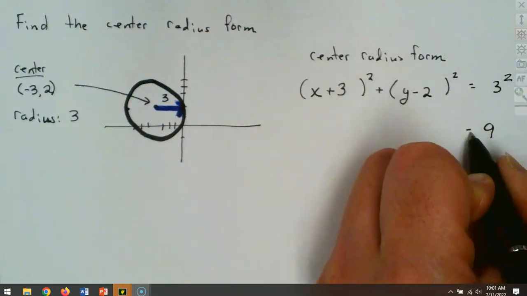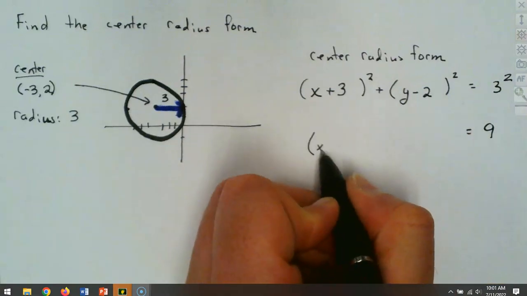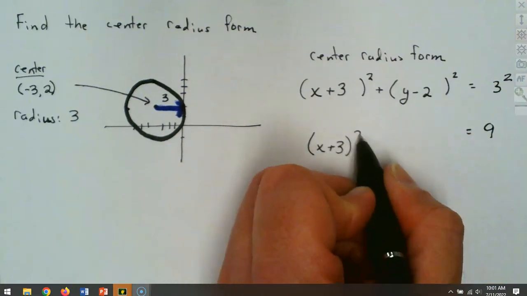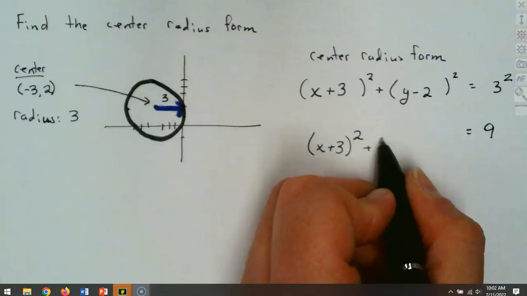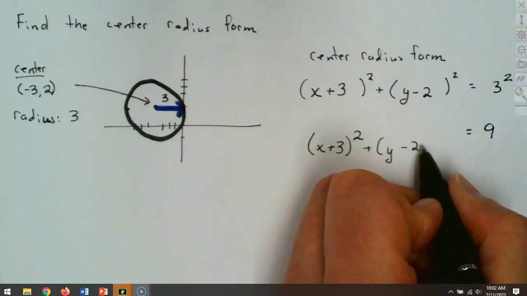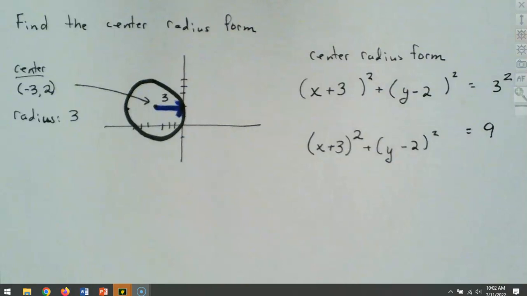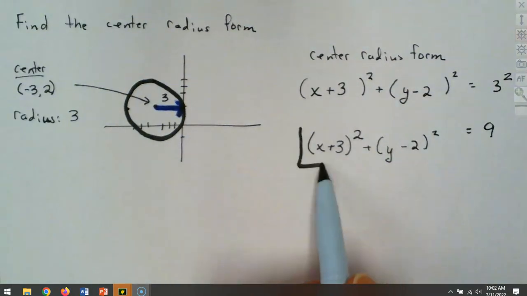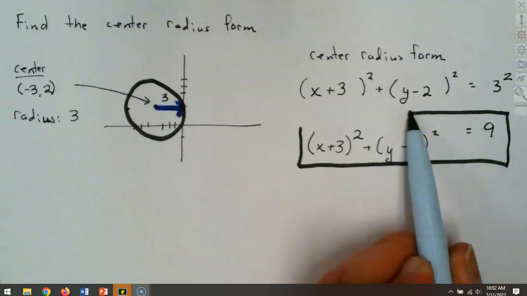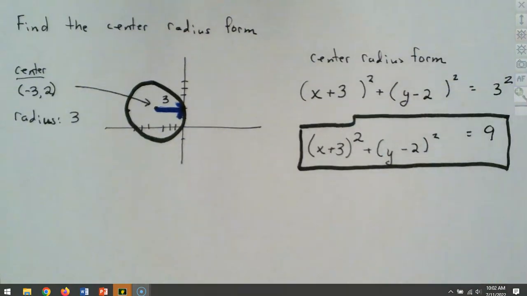So then in center radius form, we've got x plus 3, quantity squared, plus y minus 2, quantity squared, and that's going to equal 9 from the 3 squared. And that's your answer now in center radius form.